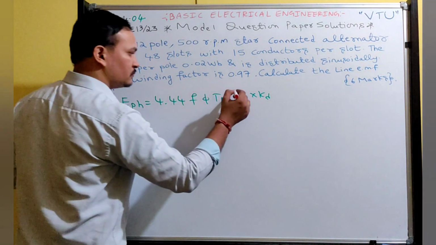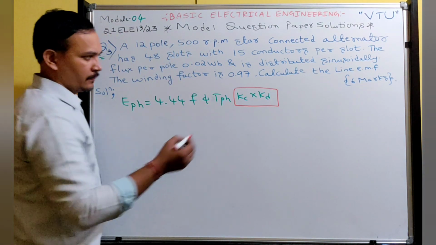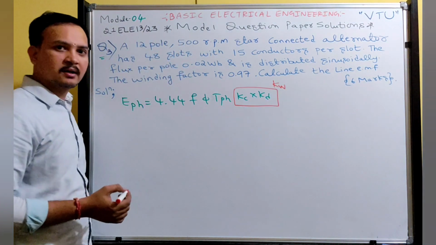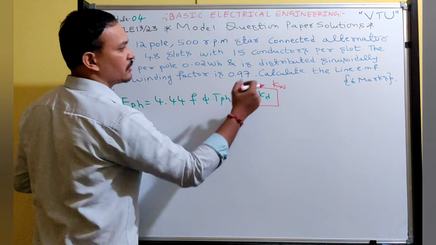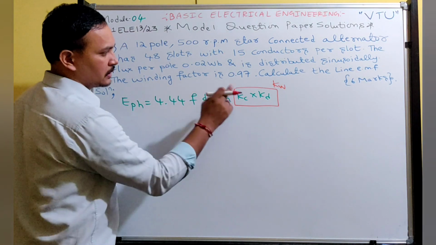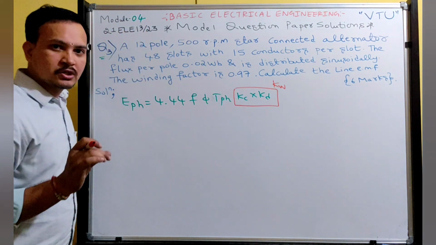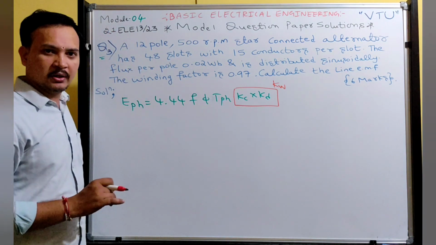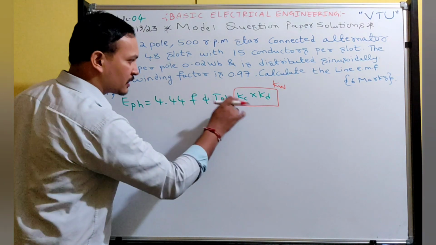See now, KC and KD are nothing but the winding factor. The product of KC and KD together is called winding factor KW. If they give the winding factor, you can directly take the KW value. KC alone is called pitch factor and KD is called distribution factor. In some problems, you have to calculate the KD value, and 100% they won't give a problem to calculate KC.